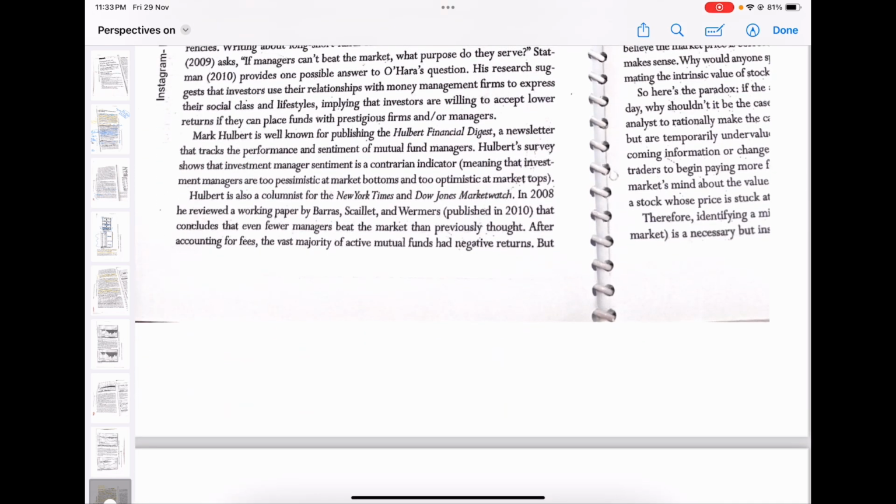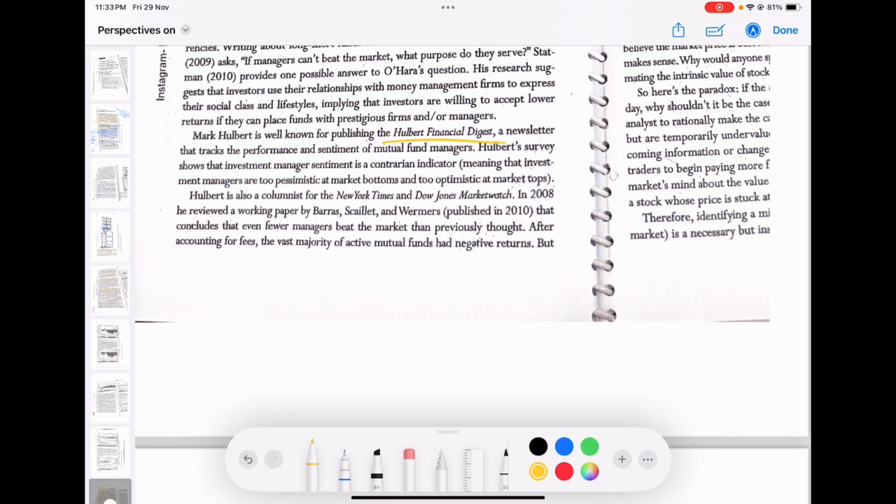Now let's talk about Mark Halbert. Mark Halbert is again well known for publishing the Halbert Financial Digest. It is a newsletter, okay, and that basically talks about how the mutual fund managers are doing and which particular sectors they are interested in.